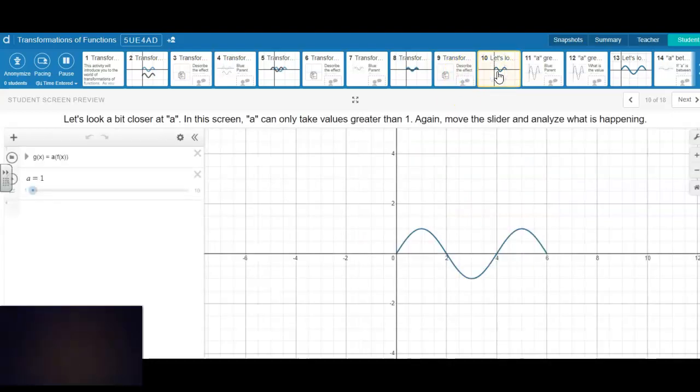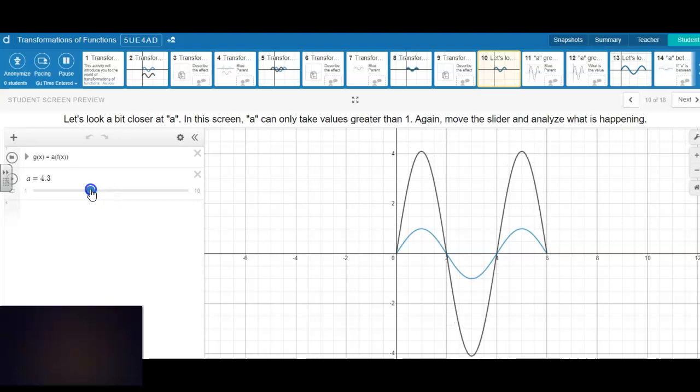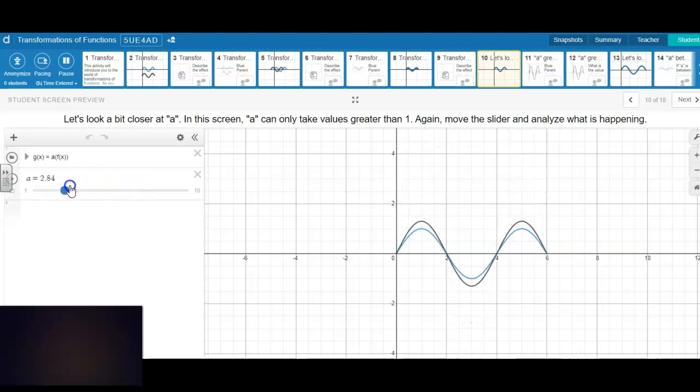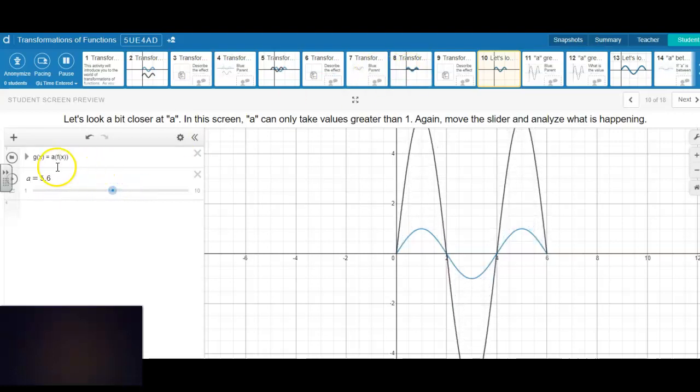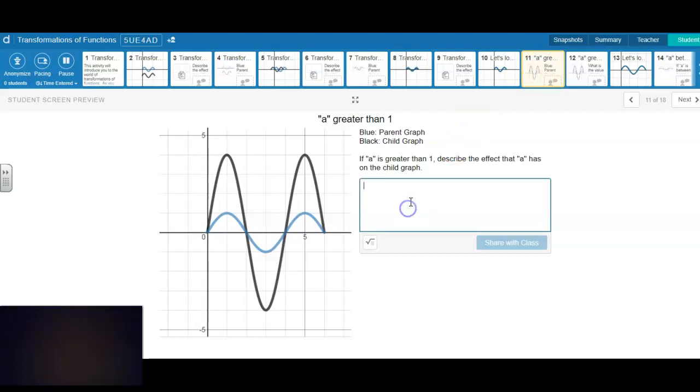Moving on. Now, let's take a look at if a is greater than 1. If a is greater than 1, that's what we just said. It just goes up. So if a is bigger than 1, it moves up vertically. A is the number multiplied on the outside right there. So if a is bigger than 1, what happens to the child graph? Well, it moves upward.